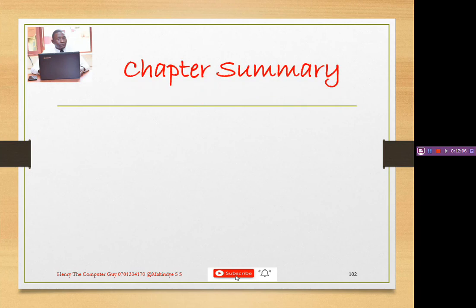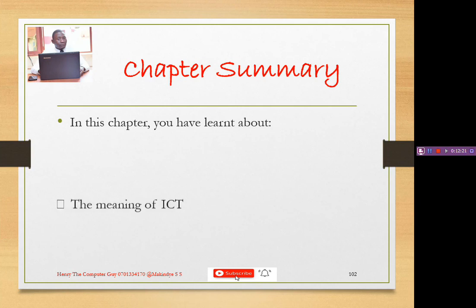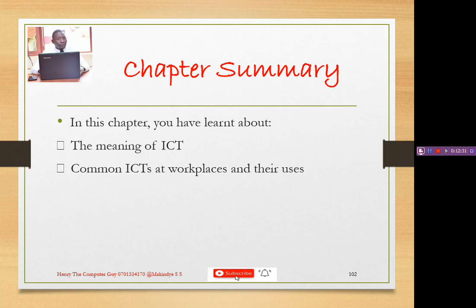And we are having what we call the chapter summary. We have come to the end of our chapter 1. So we are having a summary of what we've been talking about. In this chapter, you have learned about the meaning of ICT. I think by this time, if someone tells you to talk about ICT, you're able to explain it. We have talked about the common ICTs at workplaces and their uses.